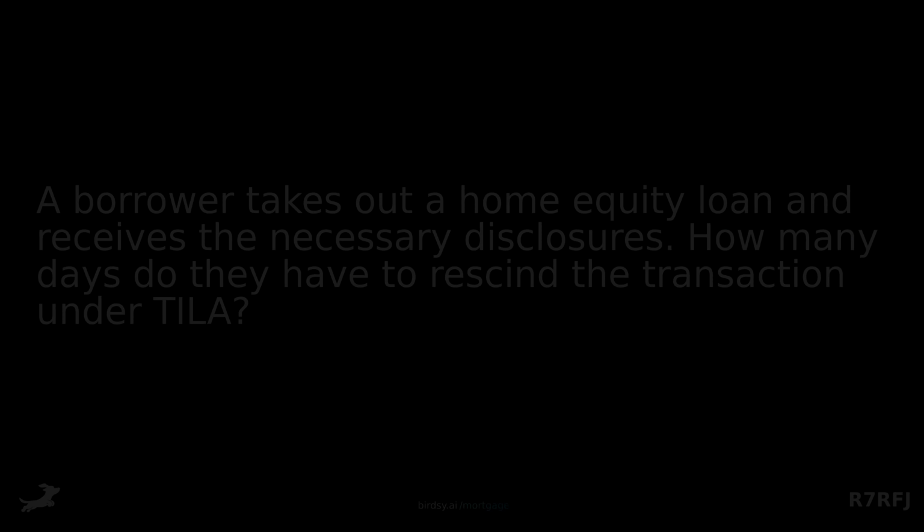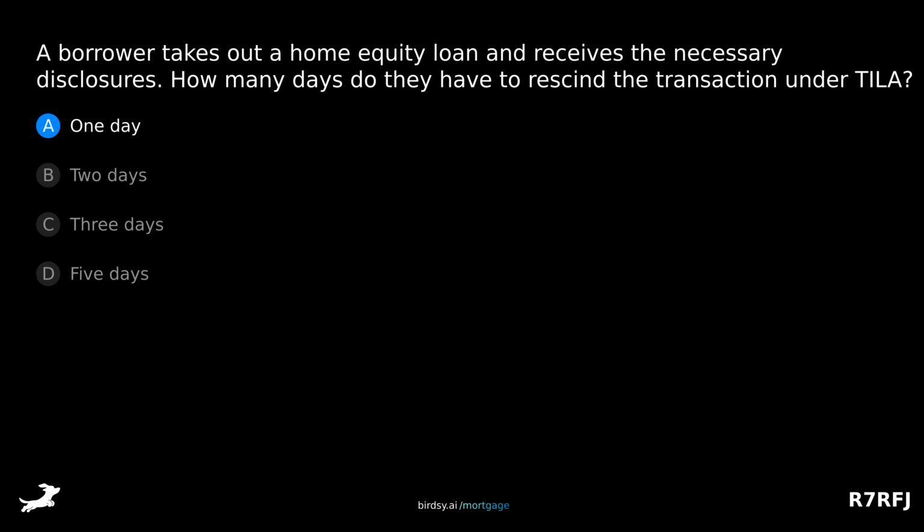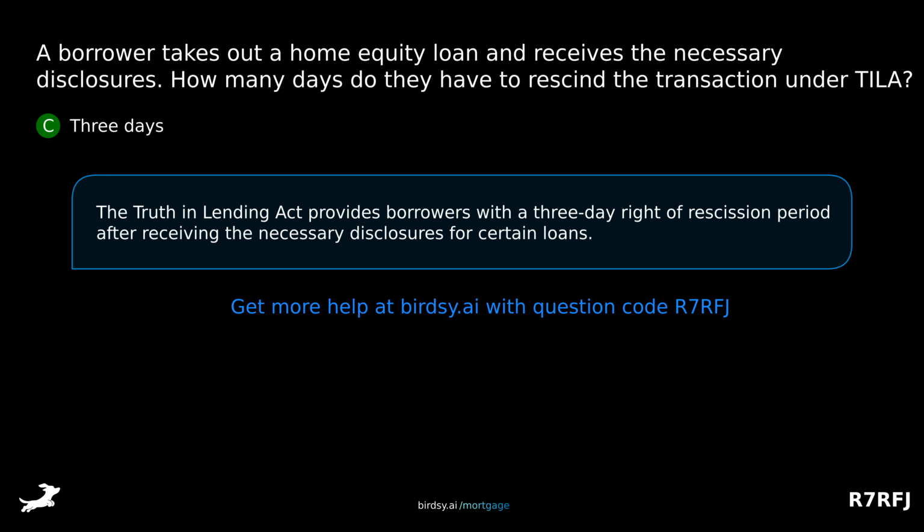A borrower takes out a home equity loan and receives the necessary disclosures. How many days do they have to rescind the transaction under TILA? Is it A, 1 day, B, 2 days, C, 3 days, or D, 5 days? The answer is C, 3 days. The Truth in Lending Act provides borrowers with a 3-day right of rescission period after receiving the necessary disclosures for certain loans.